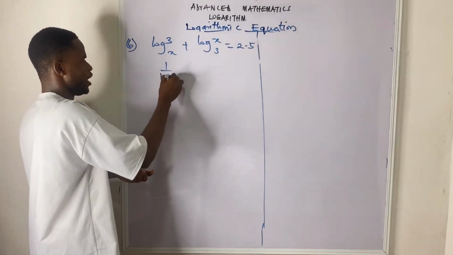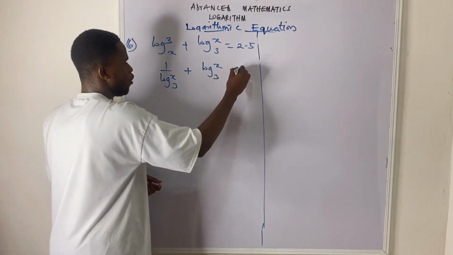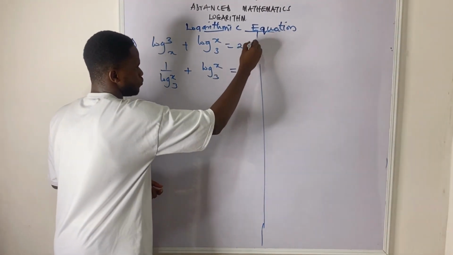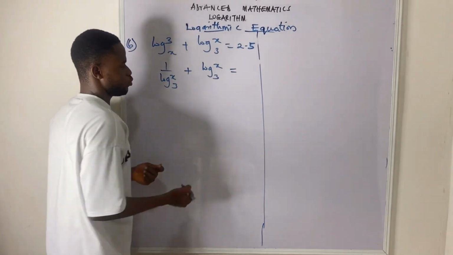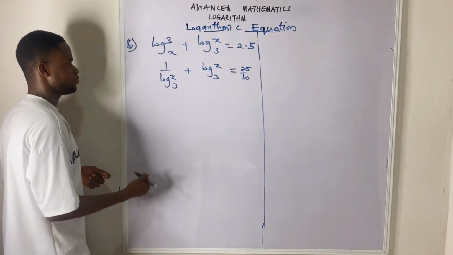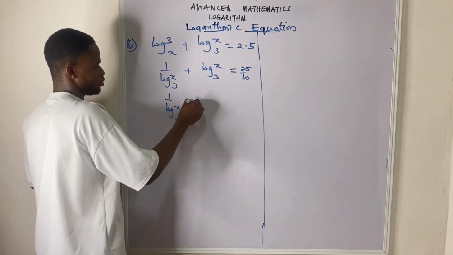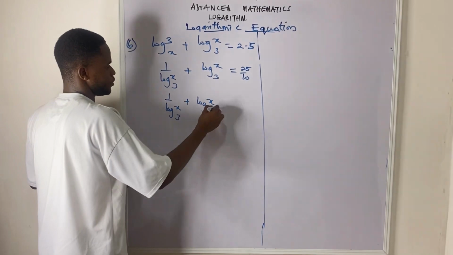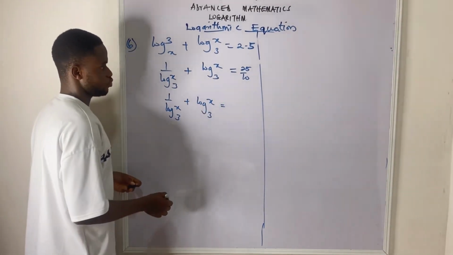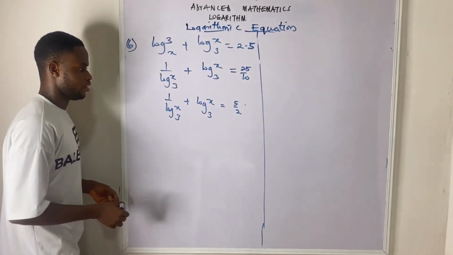That will be log s base 3, then plus log s base 3 equals, I change this decimal number to a fraction. And what's 2.5 as a fraction? That will be 25 over 10, which you can reduce to its lowest term. So let's reduce that to its lowest term first. So 5 in 25 is 5, and 5 in 10 is 2. So we're having 5 divided by 2. You can see that now.